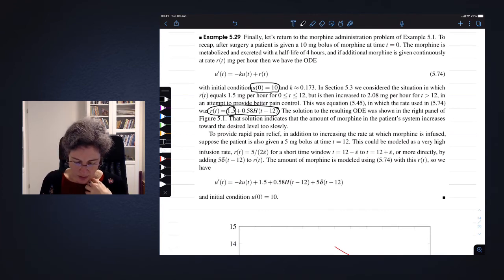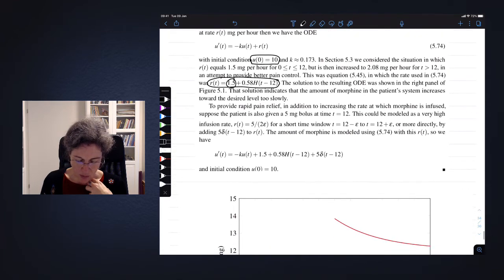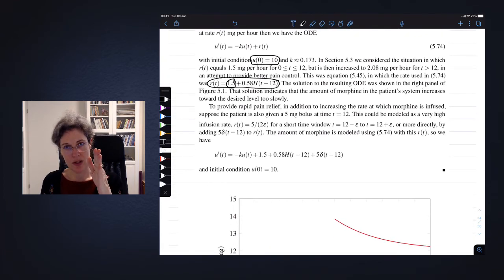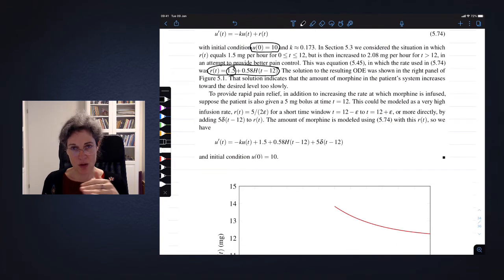and now we're going to do something a little bit different. Oh, and we're also at time t equals 12 going to increase the supply like we did before to 2.08. But it might be that you don't want to slowly ramp up. If the patient is in a lot of pain at time t equals 12, you can say, okay, well, we are going to increase the amount from the drip, but maybe we also just want to give a boost so that the pain is managed immediately. So we're going to imagine that we give a very quick boost of 5 milligrams at time t equals 12 as well.